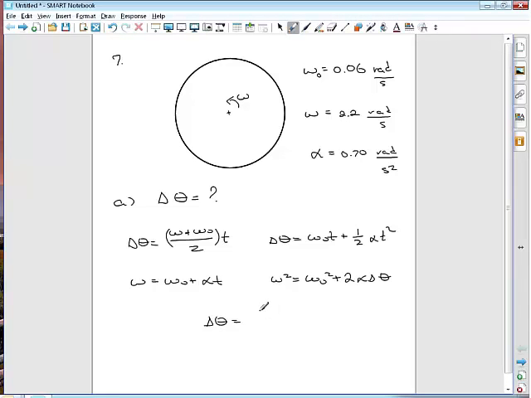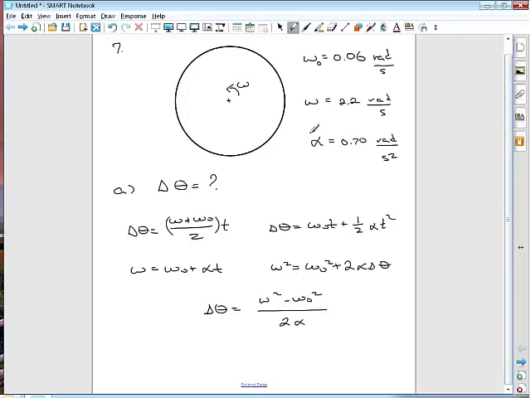So what we have is you'll have omega squared, you'll subtract omega 0 squared. That will leave 2 alpha delta theta. So to solve for delta theta, we just divide by 2 alpha. And it's a positive angular acceleration because we're increasing the angular speed.